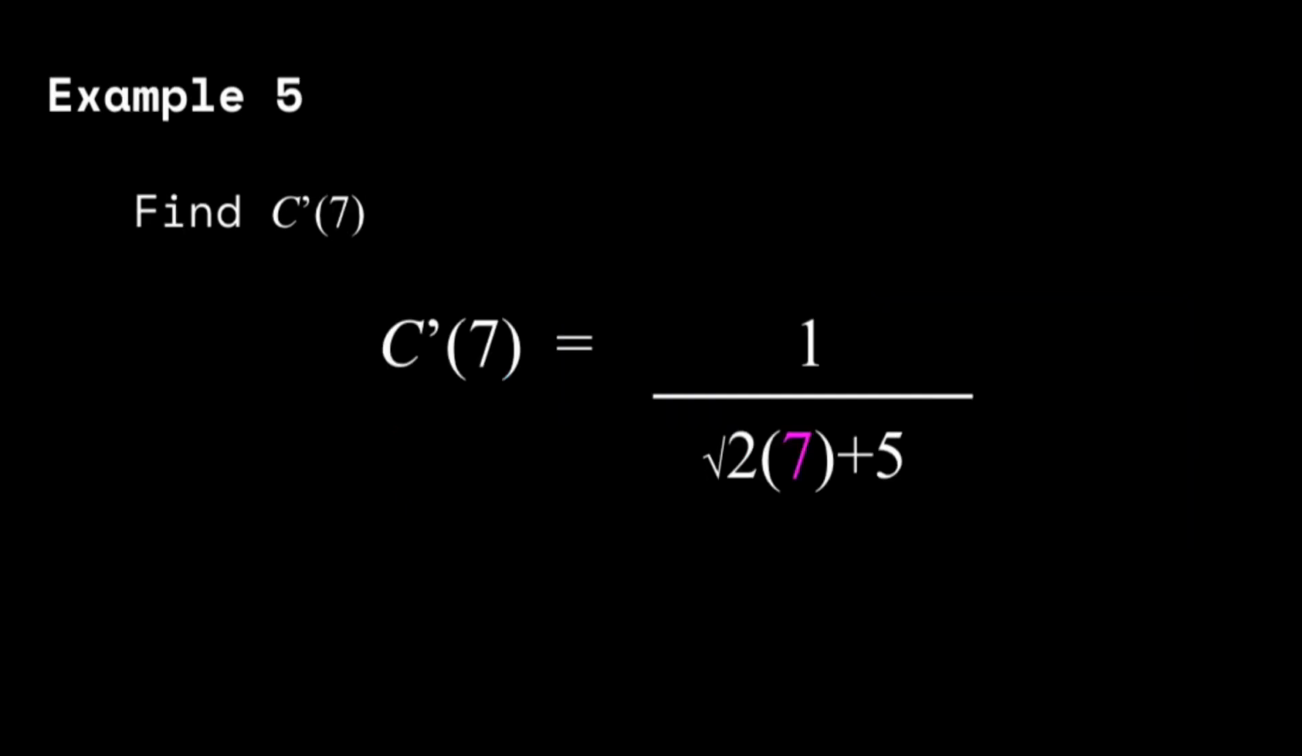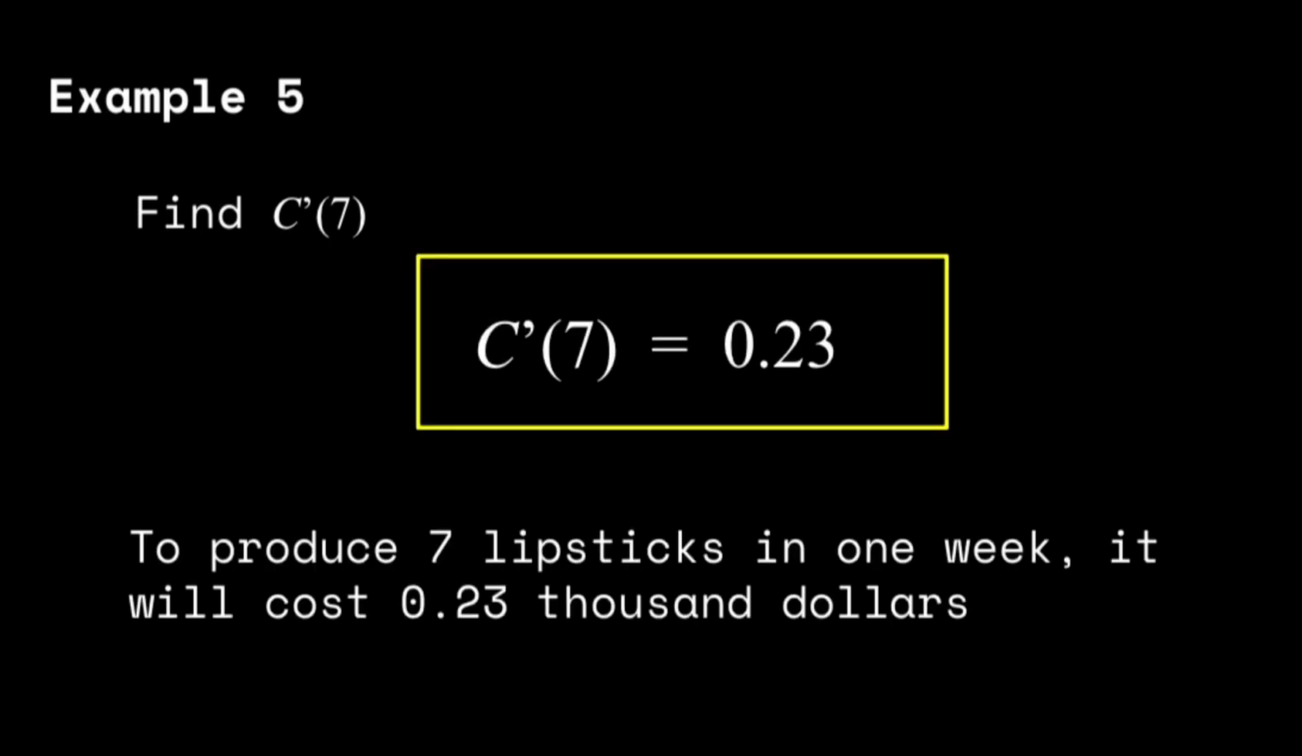Part B of this application problem asks, what is the cost if you produce 7 lipsticks? Since we already found the derivative of the cost function, all we need to do is plug in 7 as x into the equation. You can plug this into the calculator and your answer should be 0.23, and the correct units are thousands of dollars. So, to interpret this answer, you should say, to produce 7 lipsticks in 1 week, it will cost 0.23 thousand dollars.